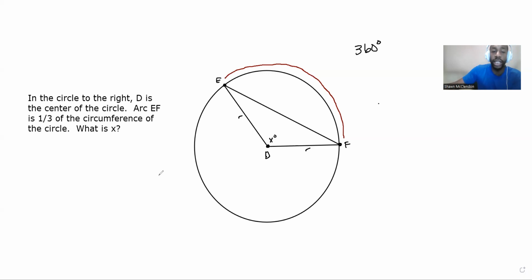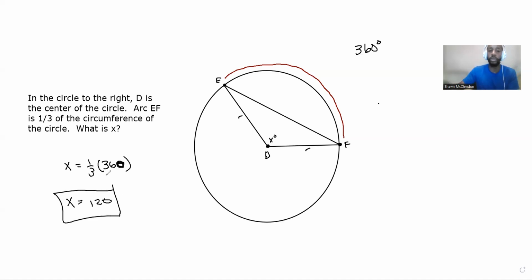So what we're going to do is use that 1/3. We're just going to write this out in math language. X, that angle X, is equal to 1/3 of the total angle measure. And we know the total angle measure is 360. I didn't need to put that degree thing there. So now we're just doing the basic math. 1/3 of 360 is just 120.